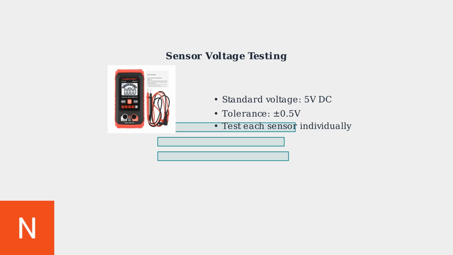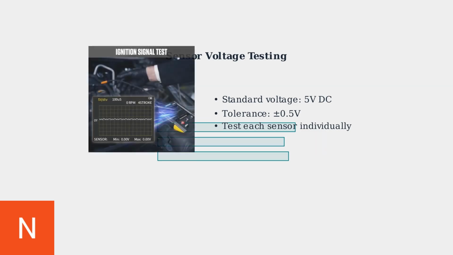Next, we test individual sensor voltages using a digital multimeter. Park assist sensors typically operate at 5 volts, and deviations from this value indicate sensor problems. Professional technicians use oscilloscopes to analyze signal patterns from sensors. This reveals intermittent problems that basic voltage testing might miss.